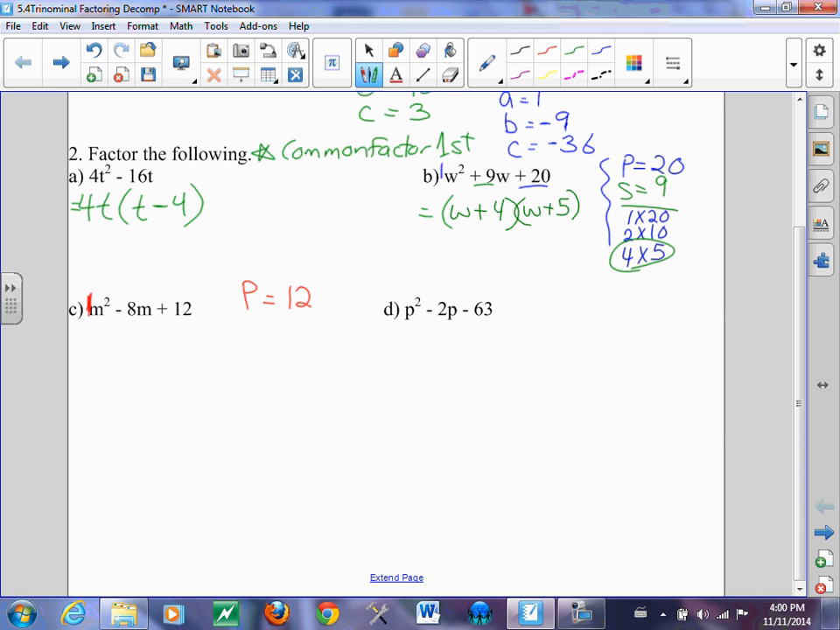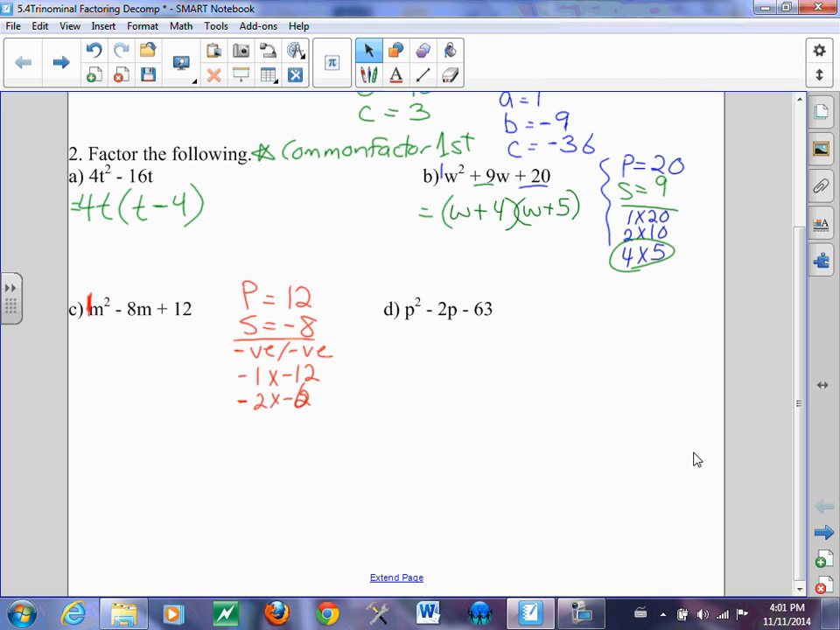Okay, so our product equals 12, and our sum equals negative 8. All right, so because the sum is negative, that means at least one must be negative, but if the product is positive, that means both have negative values. So a negative and a negative, because a negative times a negative gives you a positive. All right, so I'm going to go negative 1 times negative 12, negative 2 times negative 6. Oopsie, that's a 6. Let me erase that and put that in there.